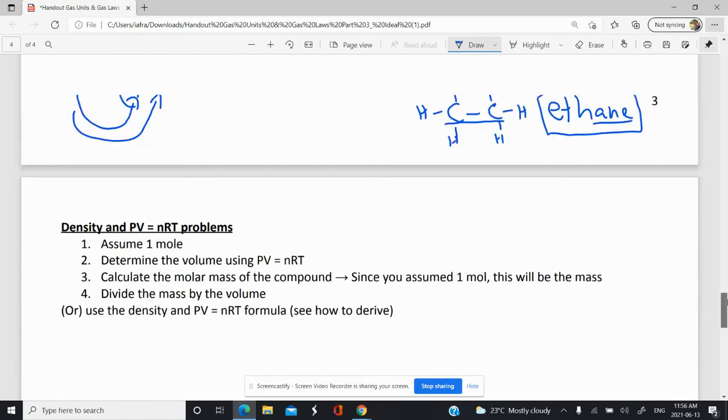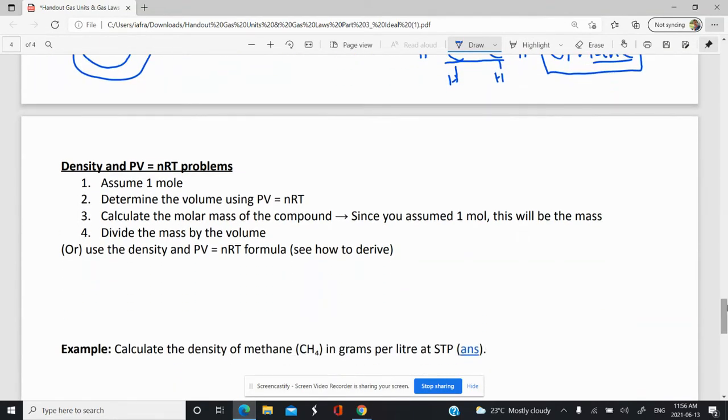In this video, we're going to take a look at ideal gas law with density problems. So I'm going to show you a long way first, and then afterwards we're going to see how to derive the density formula using the PV = nRT formula. Just a little reminder when you're doing density, I'll write D = M over V.